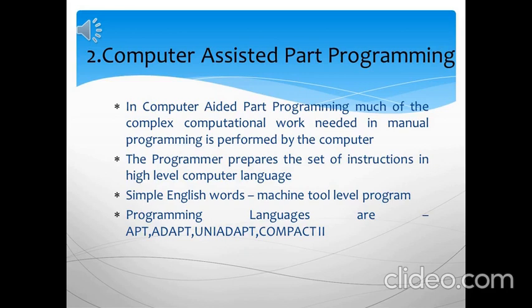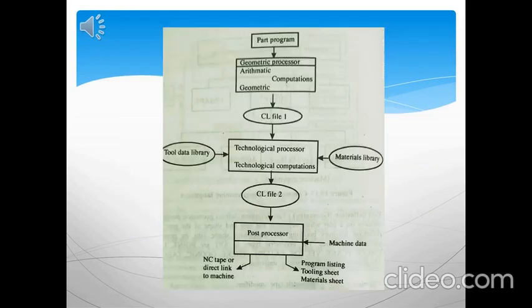Apart from manual NC part programming, a number of NC programming languages are available for NC, CNC and DNC systems. These are APT, ADAPT, MiniAdapt, Compact 2. This is the computer aided basic program preparation.